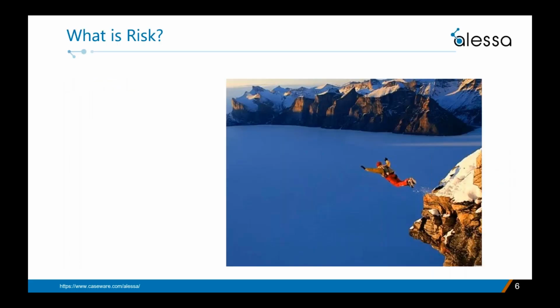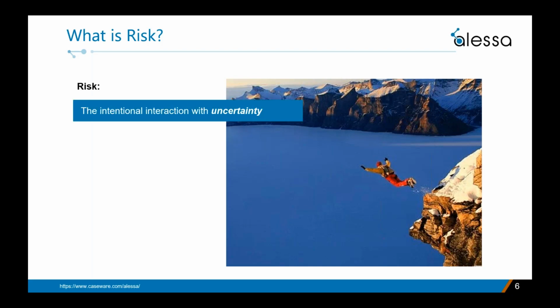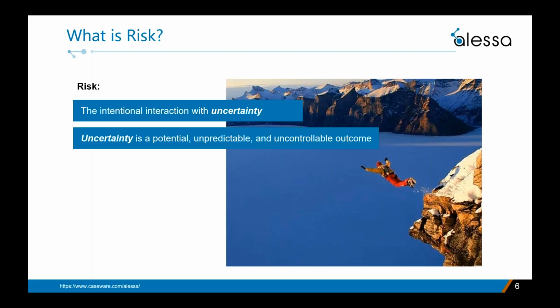So when we talk about risk, what exactly do we mean? There are many ways to define risk, but I like this one. To take a risk is to intentionally interact with uncertainty. And uncertainty is something that may or may not occur, which we can't predict, or when it may occur, I should say, and we can't control whether or not it will occur.